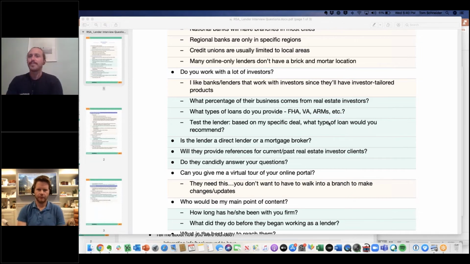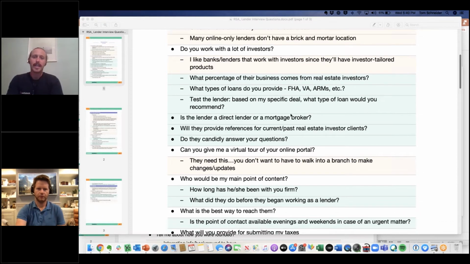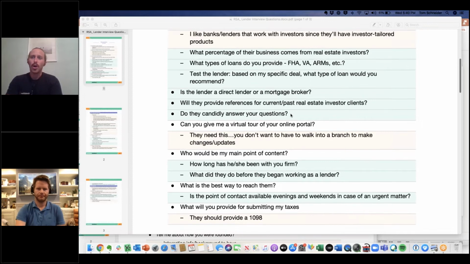Definitely. This is just something that, especially in today's day and age with COVID going on, so highlights the importance of having an online presence, an online portal.